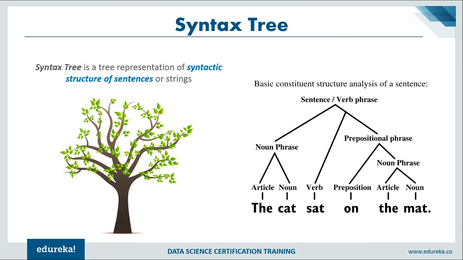Now consider the statement, the cat sat on a mat. As you can see, this is how a syntax tree looks. We have a sentence, we have the noun phrase, the preposition phrase, and the noun phrase is divided into article and noun. Then we have the verb, which is sat. Again we have the preposition, which is on. And finally we have the noun phrase, which consists of article and noun. Now in order to render syntax trees in your notebook, you need to install Ghostscript, which is a rendering engine.